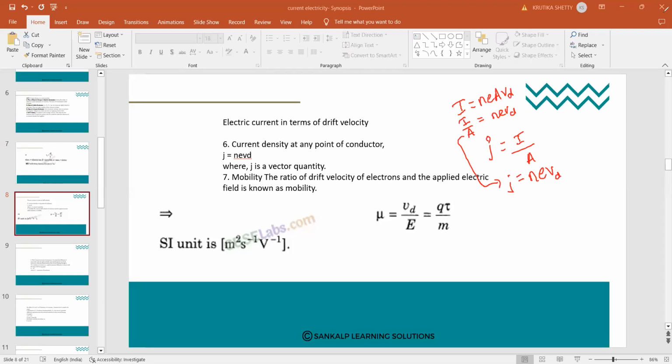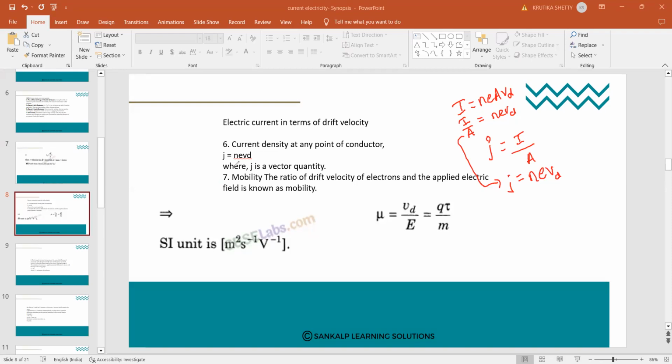We are not doing derivations here, the derivation is simple. If you need any derivation, we will discuss. So the relation between current density, the current and the drift velocity: I is equal to NEAVD and current density J is equal to NEVD. N is number of electrons, E is charge of electron, VD is the drift velocity. I hope it is clear.